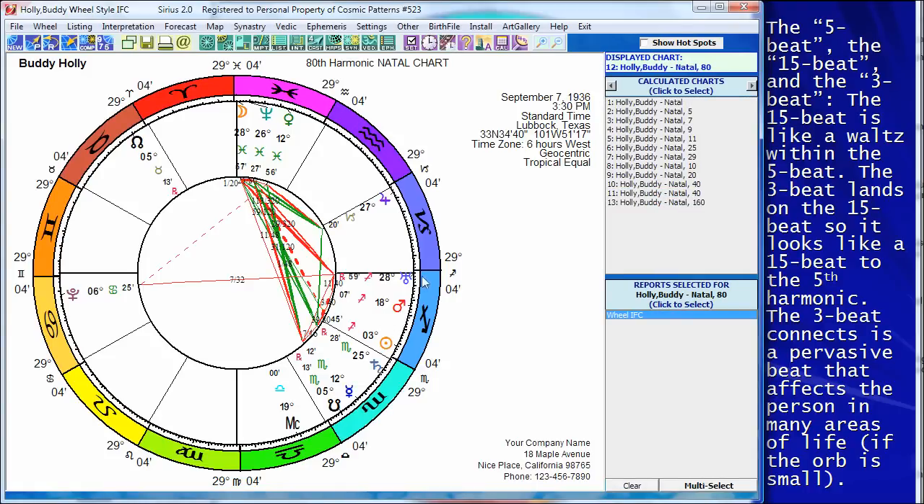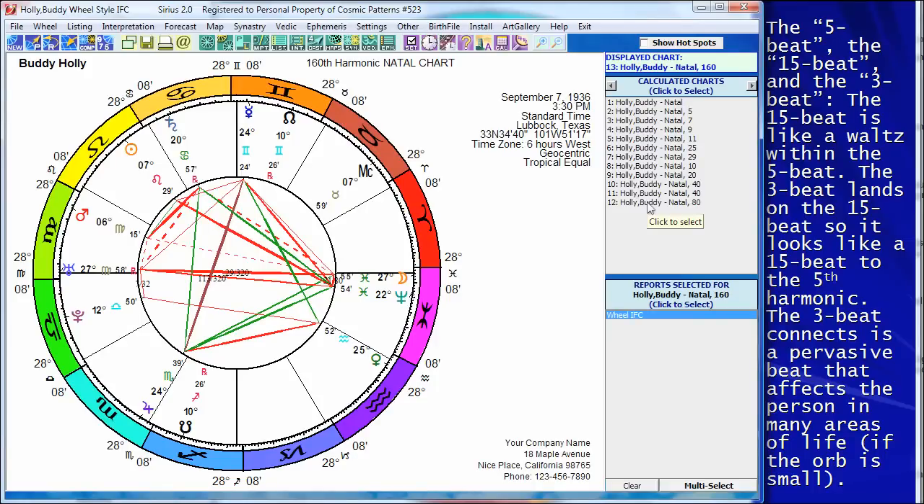And here's Mars, here's Uranus, with a 10-degree, 52-minute orb. Almost 11 degrees, just like I expected. And now when I double it again, and I go to the 160th harmonic, the orb will be doubled again. It'll be almost 21 to 22 degree orb, and it's out of orb. Now they're out of orb, no red line connecting them, and they're 21 degrees apart.